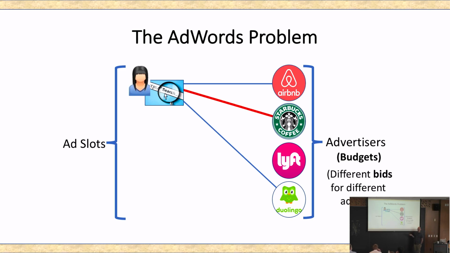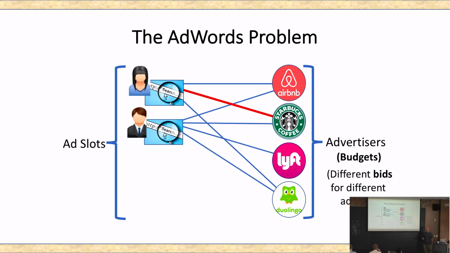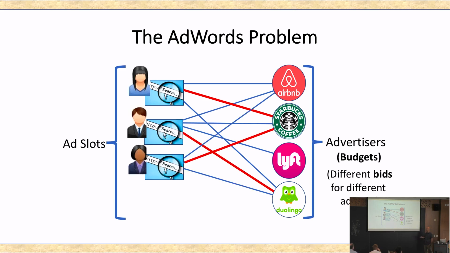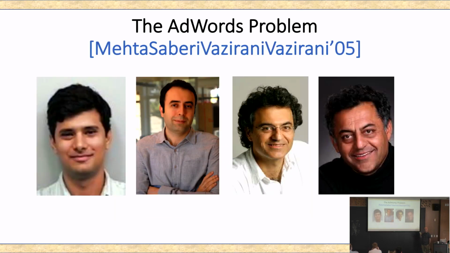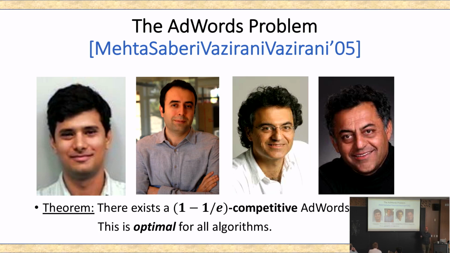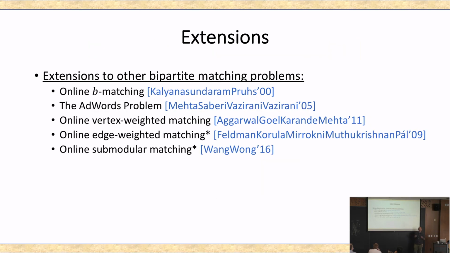Good. So maybe we'll show an ad for Starbucks, another user searches for something, maybe we'll show an ad for Duolingo, and so on and so forth. Okay? So this problem is called the AdWords problem, introduced by Mehta et al. in 2005, and they showed for this problem as well a 1 - 1 over e competitive algorithm, and that this is optimal. More generally, this motivating application of online advertising has spurred a lot of research on generalizations of online matching, maybe barring Karp and Vazirani's follow-up work, which was a little before internet advertising was a thing.